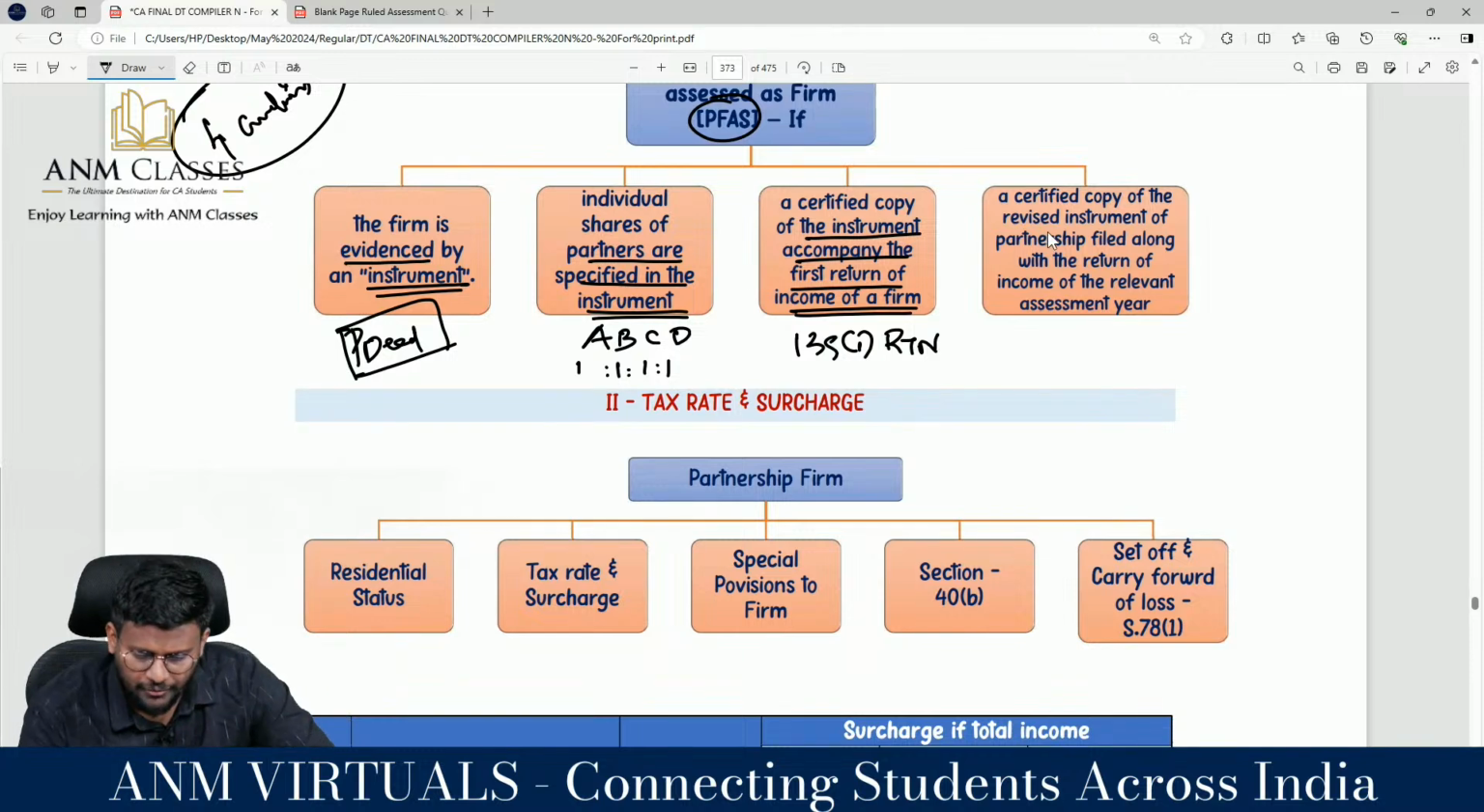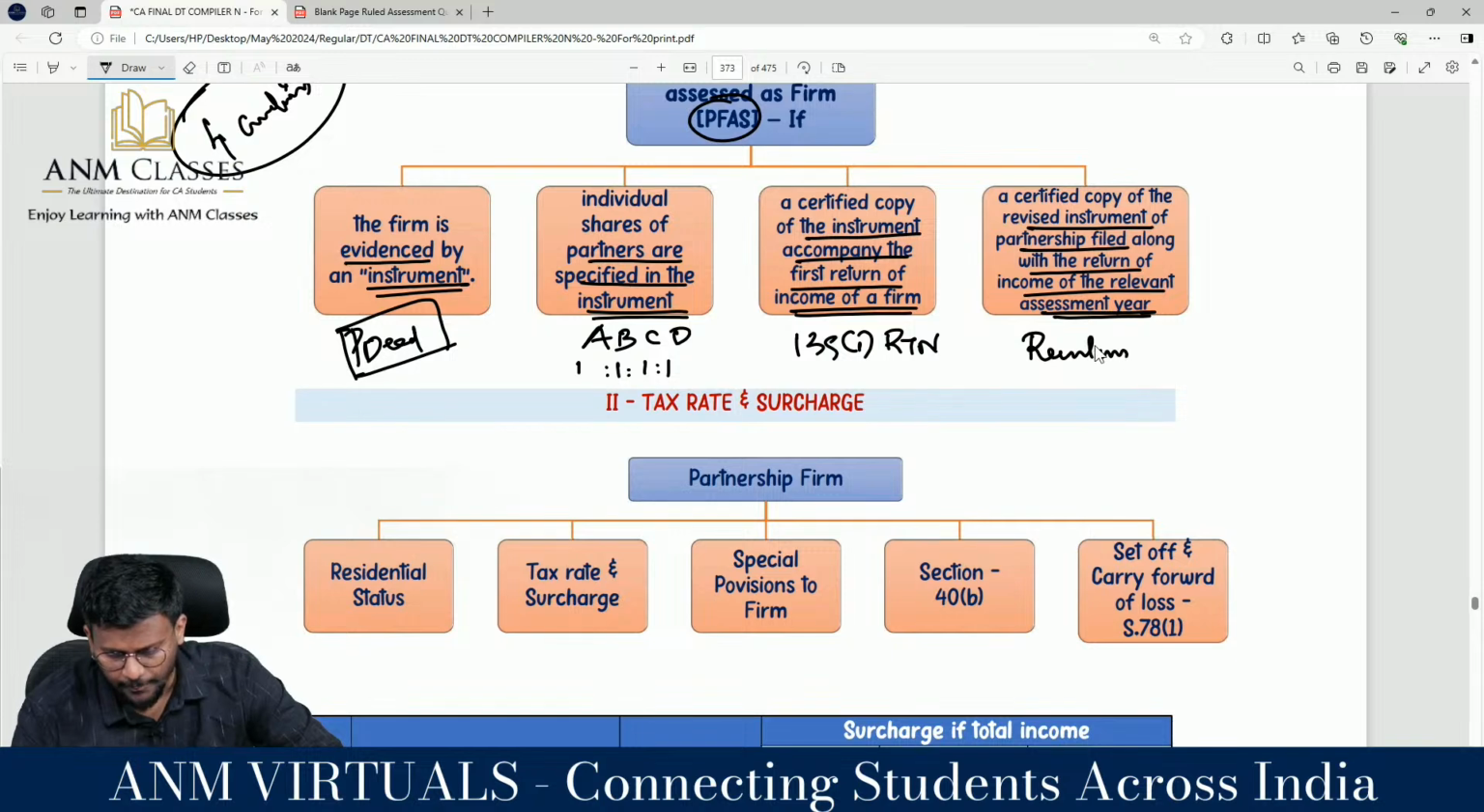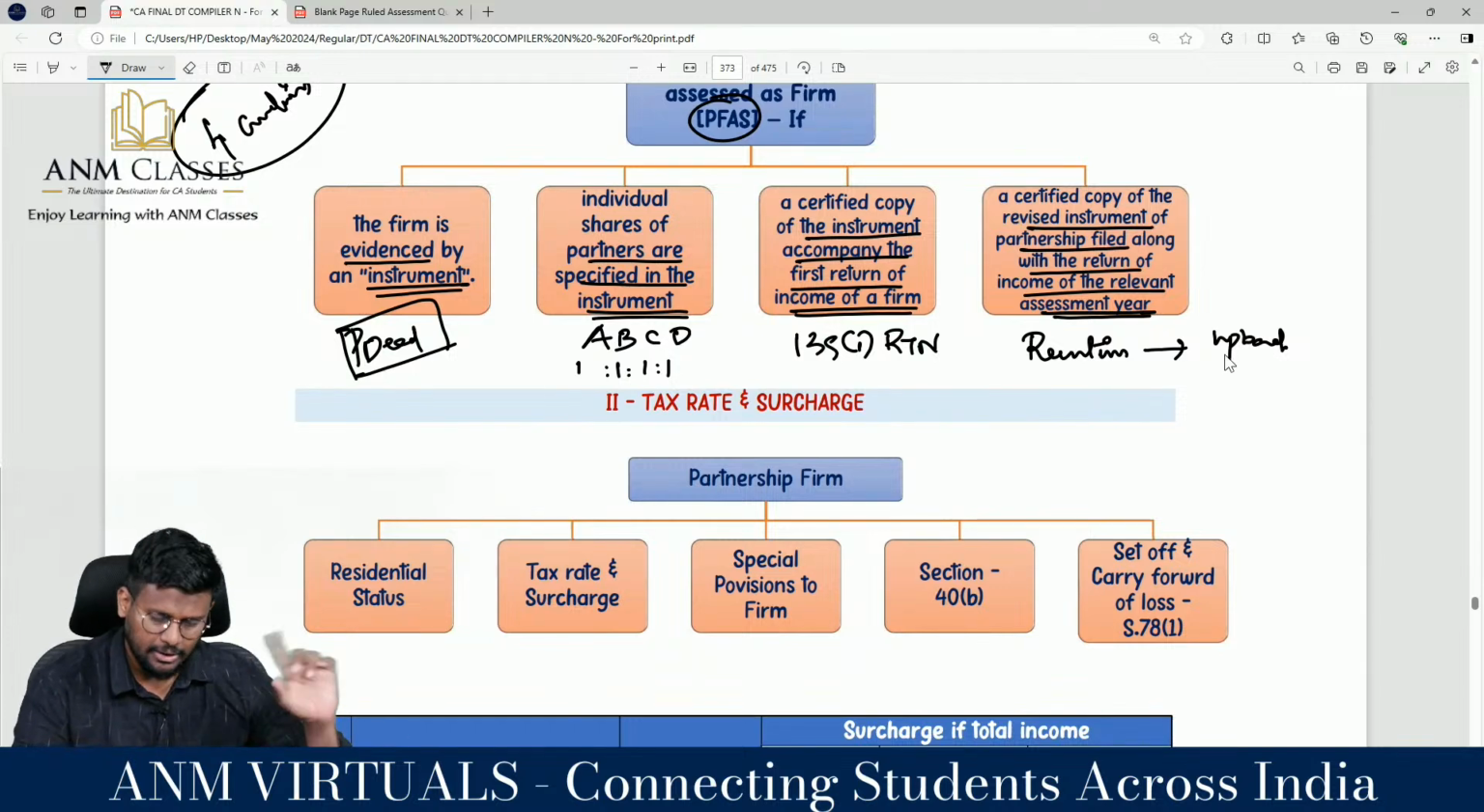A certified copy of the revised instrument of partnership filed along with the return of the relevant assessment year. Once you change the partnership deed because of a reconstitution, then you have to upload the latest partnership deed along with the return of income.